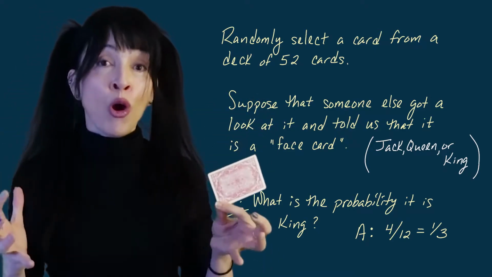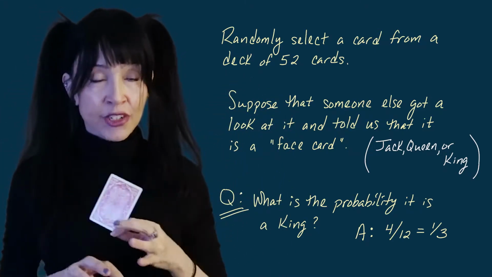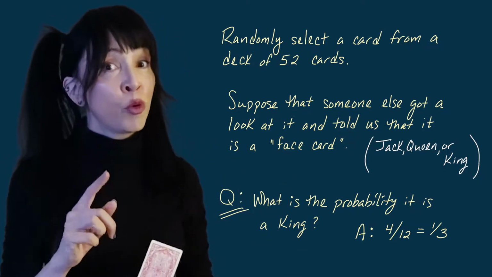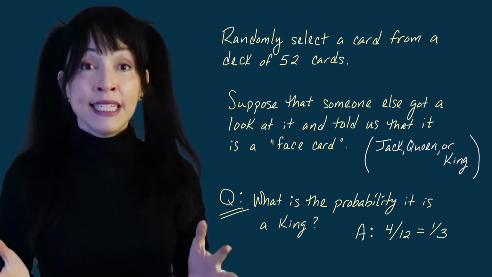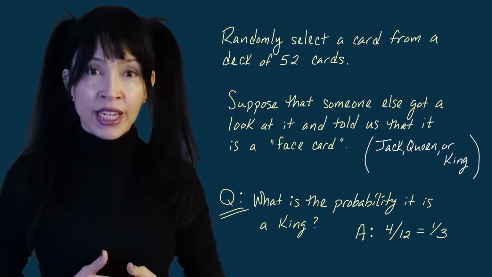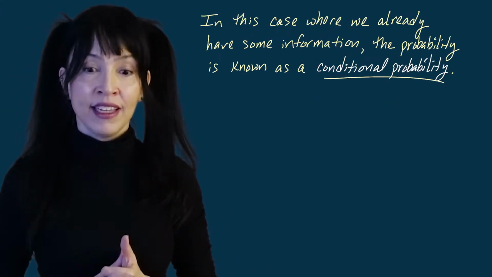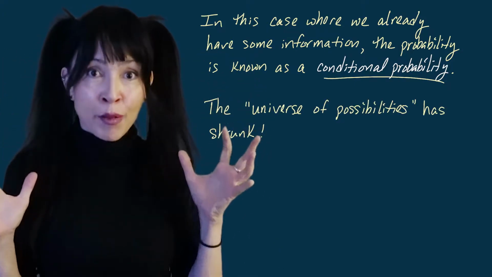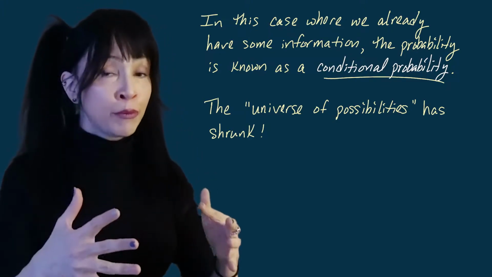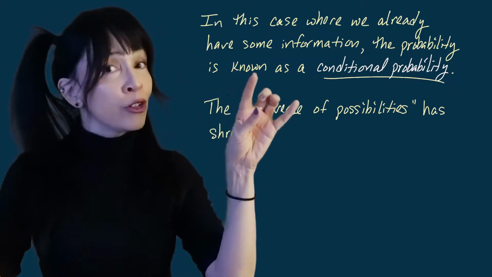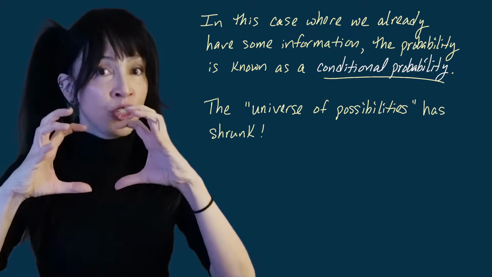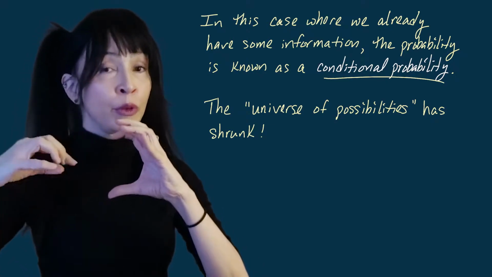And that's because you know that you've restricted the possibilities from the total of 52 cards down to only 12 face cards, 4 of which are kings. In this case, where we already know something and have some information, the probability we're computing is known as a conditional probability. The universe of probabilities has shrunk, and if you want to think of it in terms of Venn diagrams and probability as area, we're no longer looking at the entire rectangle. We have shrunk the possibilities down to some subset.